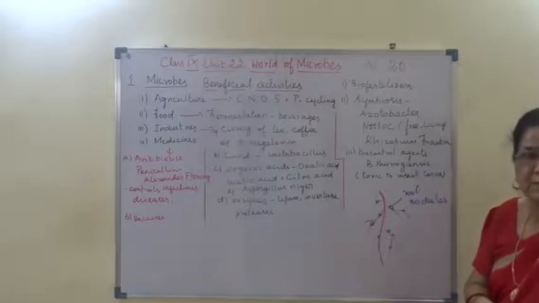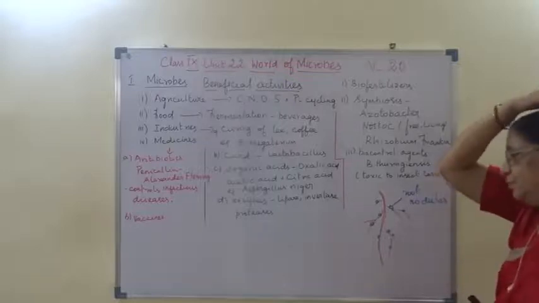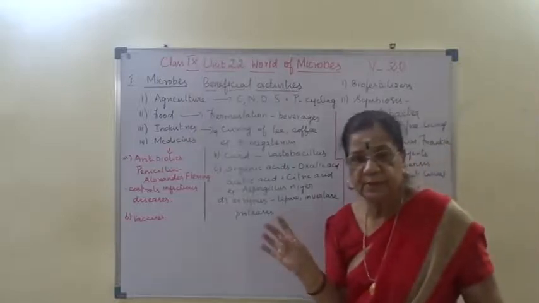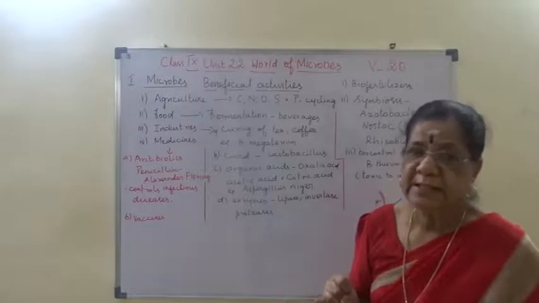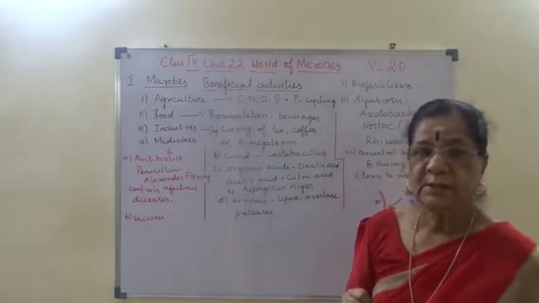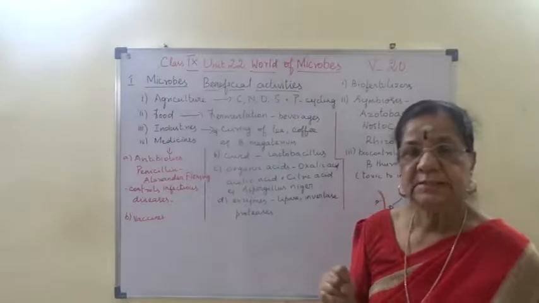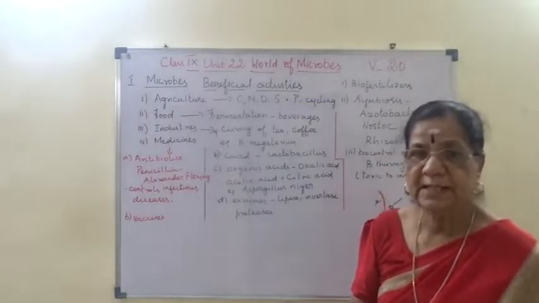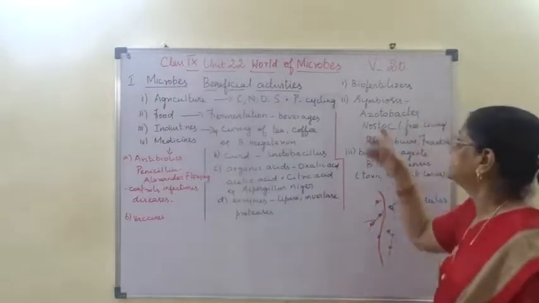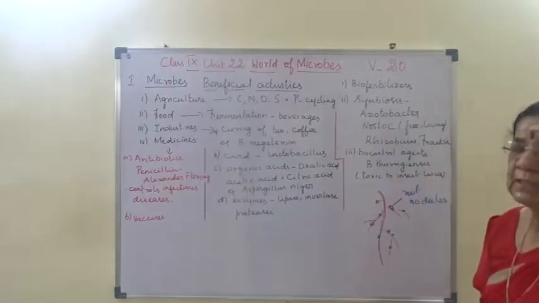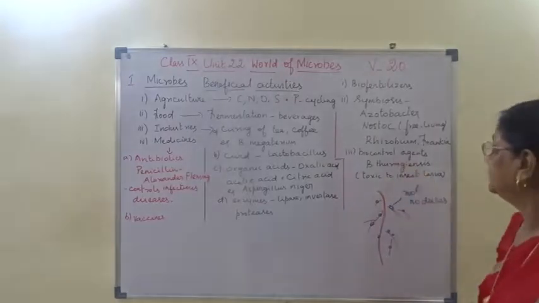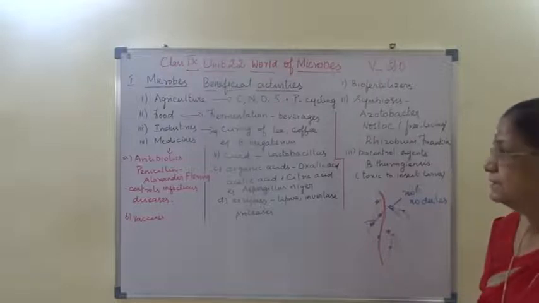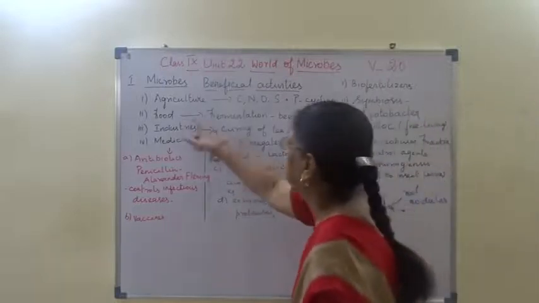I hope you understand. So microbes in agriculture, we study 4 points. What are they? First, cycling of carbon, nitrogen, oxygen, then sulfur and phosphorus. And then biofertilizers. They act as biofertilizer. They show symbiotic association. Then they form biological agents, biocontrol agents. So the next one is food.